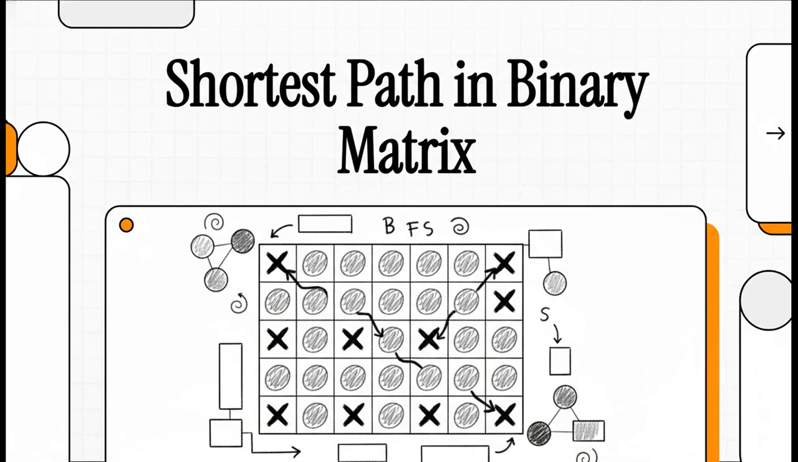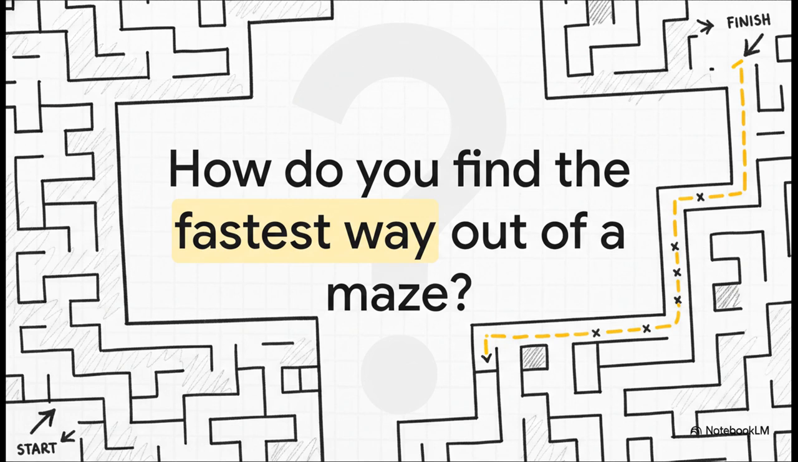All right, welcome. Today, we're going to tackle a classic coding interview problem that's all about graph traversal: how to find the shortest path in a binary matrix. So let's dive right in. When you really boil it down, this problem is just like finding the fastest way out of a maze. You've got a start, an end, some open paths, and some walls. The goal? Find the route with the fewest steps.